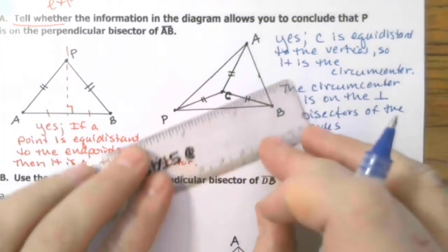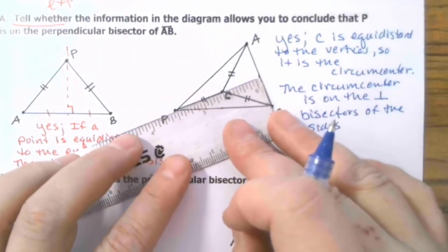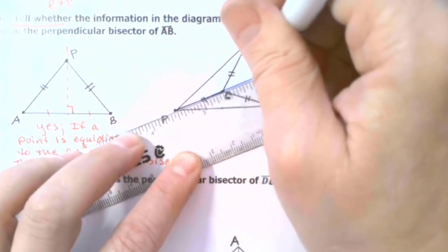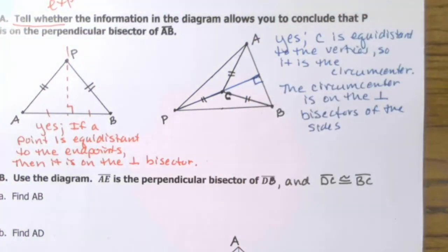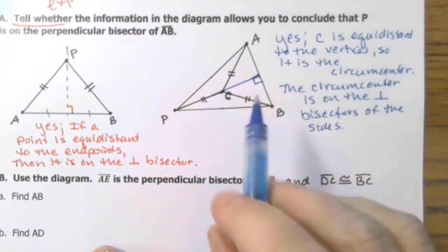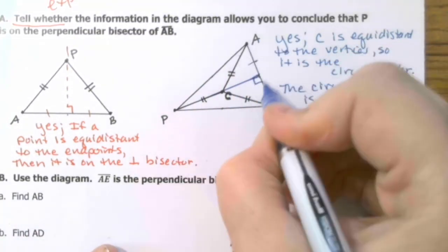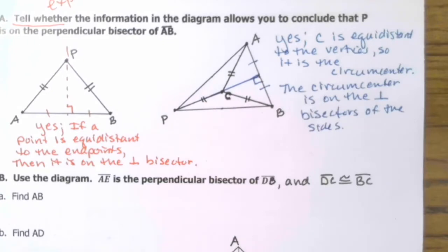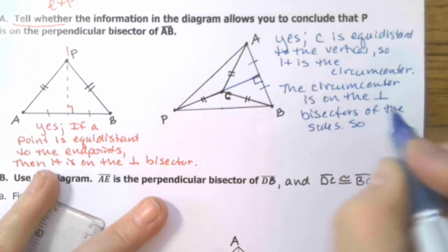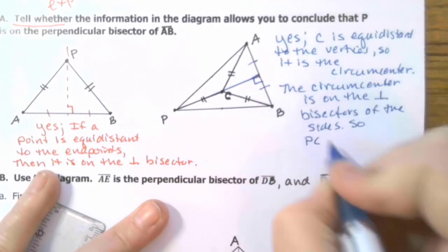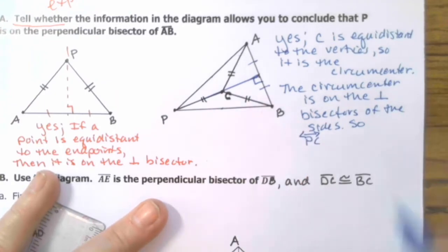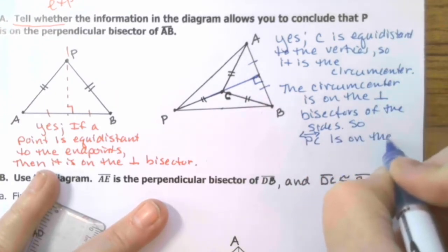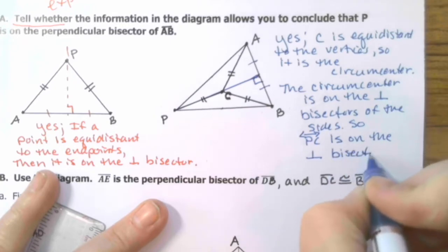So if I draw a line through C, what I can tell is that P and C line up. They're on the same exact line. So the circumcenter is on the perpendicular bisector because it bisects those sides. So PC, we'll make it a line. So line PC is on the perpendicular bisector.